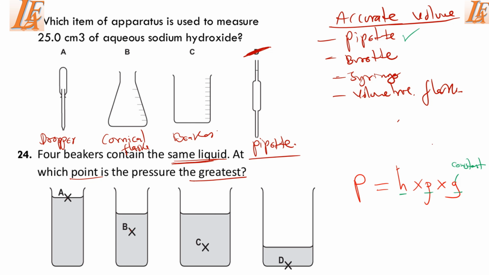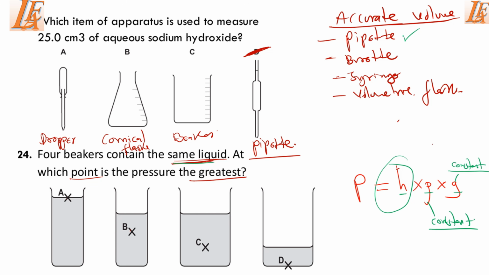Then, since this liquid is the same, that's why I told you to underline same liquid, it means beaker 1, beaker 2, beaker 3, and beaker 4 have the same density. Therefore, density in this case is also a constant. Then what is going to determine the greatest pressure or the least pressure is the height of the points in the beakers. So in this case, the one which is varying is height.